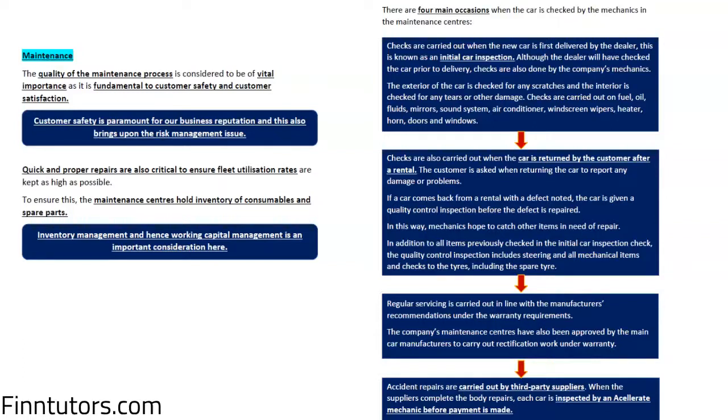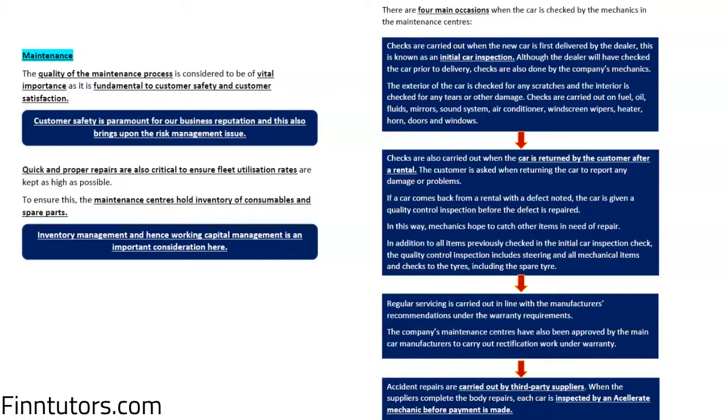For the maintenance center specifically, you must be able to keep your inventory as low as possible, but not compromising on the quick and proper repairs that are critical for us. So inventory management, economic order quantity, and hence working capital management become important issues which are part of your F1 and P1 syllabus. So inventory management is a key issue here.